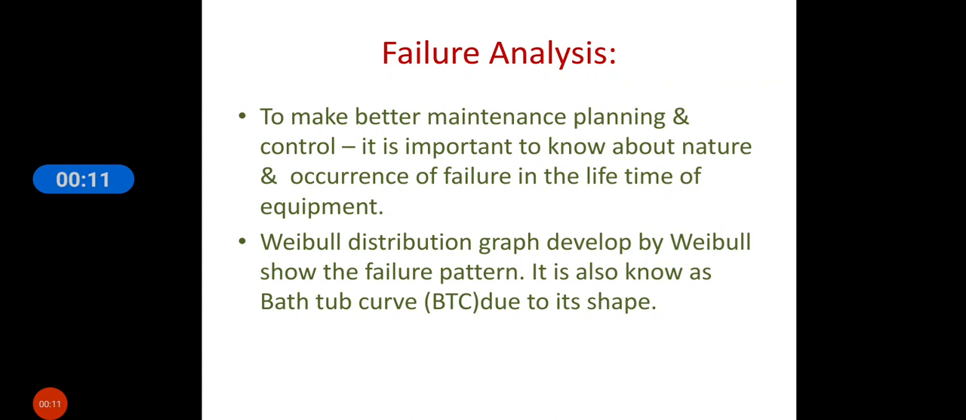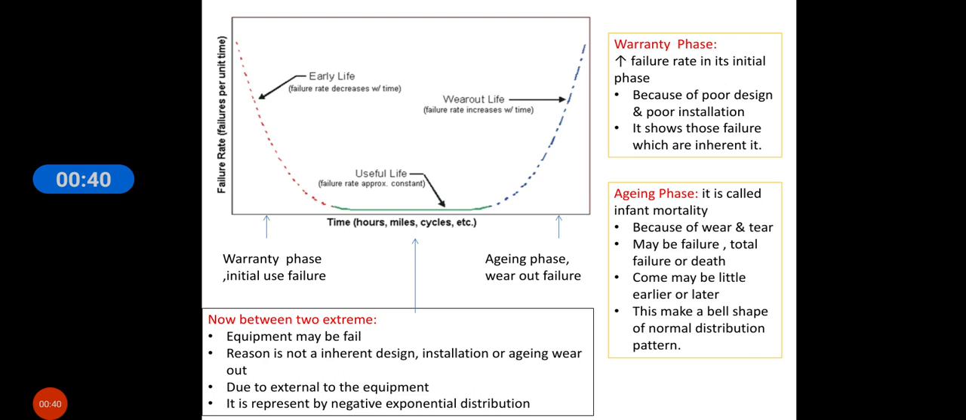Now, to understand maintenance management, what type of maintenance is needed and why your machine has a breakdown, we have a failure analysis. To make better maintenance planning and control, it is important to know about the nature and occurrence of failure in the lifetime of the equipment. There is a Weibull distribution graph, also known as a bathtub curve, which tells at what time the frequency of failure in the equipment is high and what the reasons associated with that are.